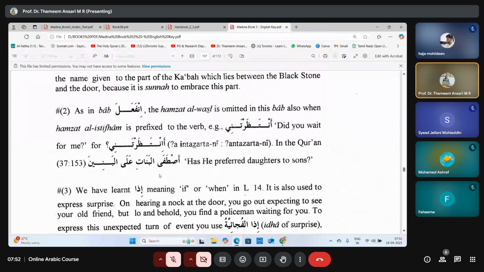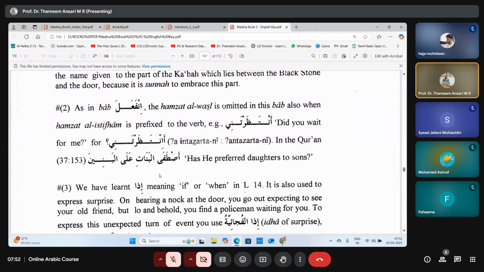Okay. Now form number 2. As in Bab Infa'ala. Infa'ala is Bab number 7. But here the explanation has been given. As in Bab Infa'ala, the Hamzatul Wasl is omitted in this Bab also when Hamzatul Istifham is prefixed to the verb. Example, intadartani becomes antadartani. Here, did you wait for me? For intadartani, this Hamzatul Wasl gets assimilated.